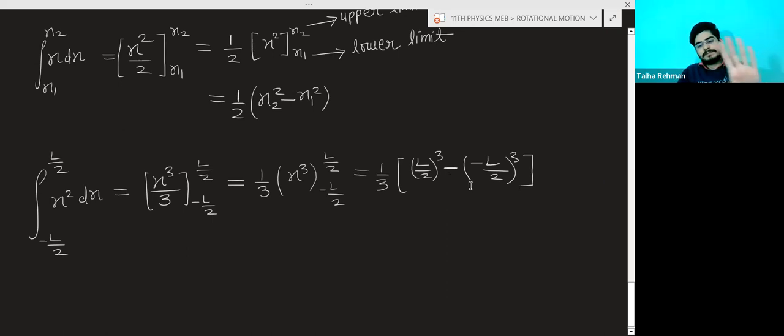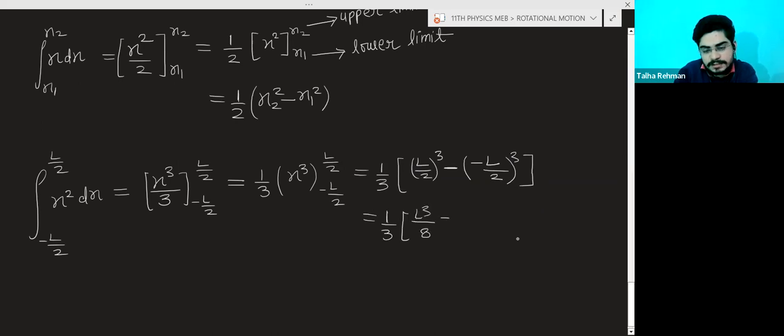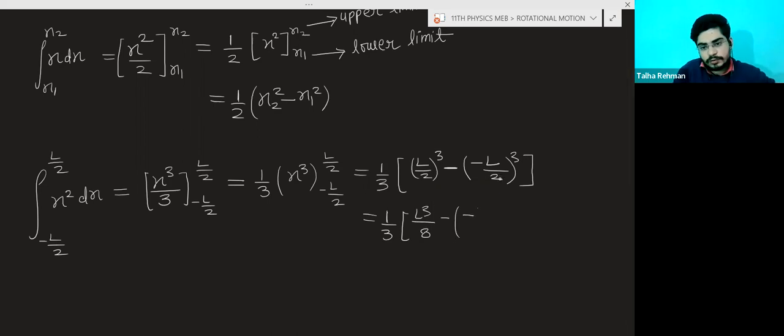So now this is a simple calculation we can do easily. This is just the 10th class calculation. It will be 1 by 3. And what will it become? It will become L cube divided by 2 cube, which is 8. Now here is minus. It will become minus L cube divided by 8. So here you will get minus L cube divided by 8.